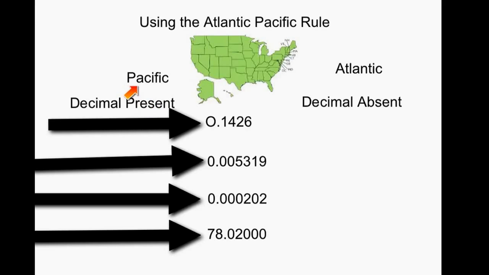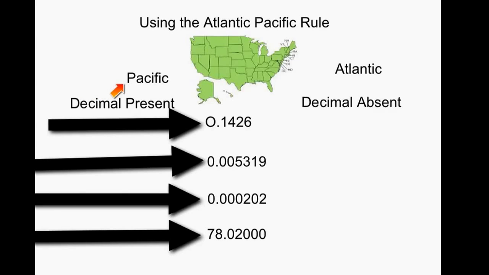We'll start on the Pacific side. A represents the decimal absent, A Atlantic. We'll start on the right side and count significant figures from there. So here are some examples. All of these possess a decimal point. Therefore, we are going to begin on the Pacific side, the left.